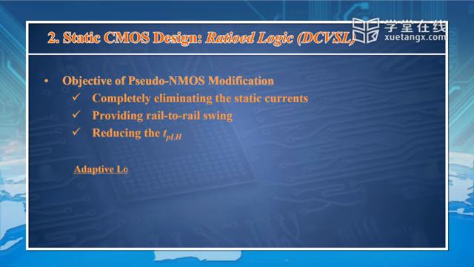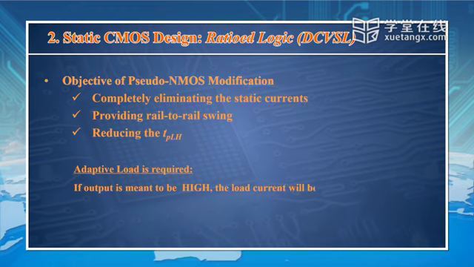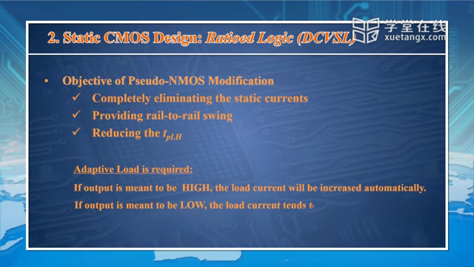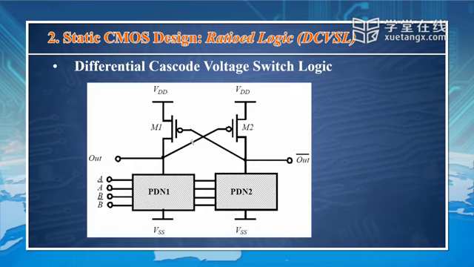So how could we do that? If we can design an adaptive load, for example, if the output is meant to be high, then the load current will be increased automatically. That's ideal, right? And if the output is meant to be low, then the load current tends to be reduced substantially or eliminated completely. That's a very good thing. So how could we achieve this? I can give you an example. That's the introduction to differential cascode voltage switch logic.